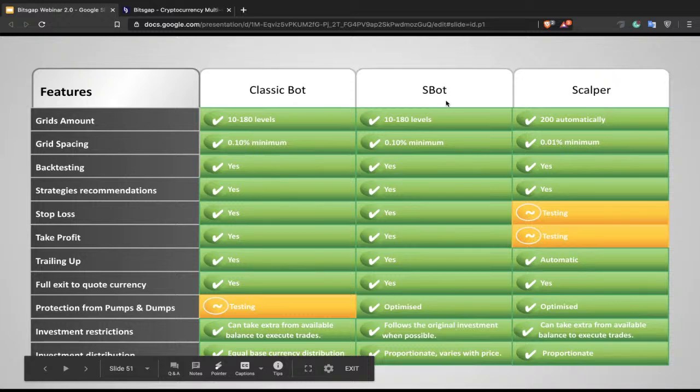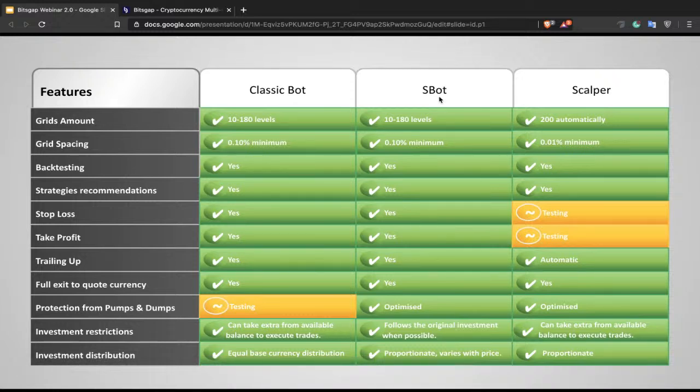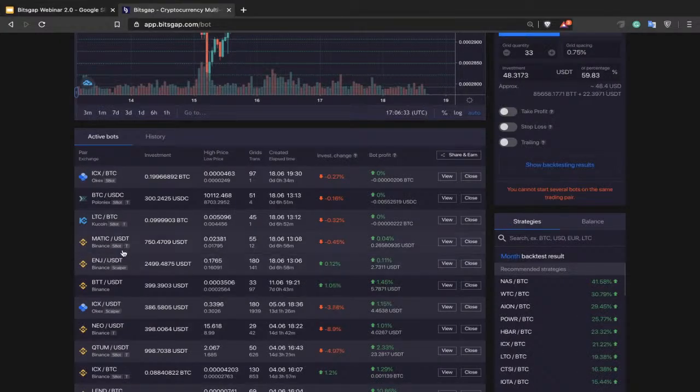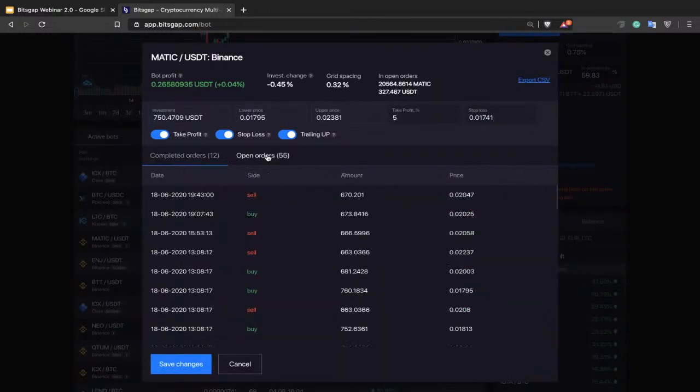And I've shown you an example with the SBot where the lower the price, the more amount to buy, like here. Let's use this one, SBot view, open orders. So as I said, if you multiply 670 by that price, you will get the same investment allocation amount as if you would multiply 673 coins by that price.